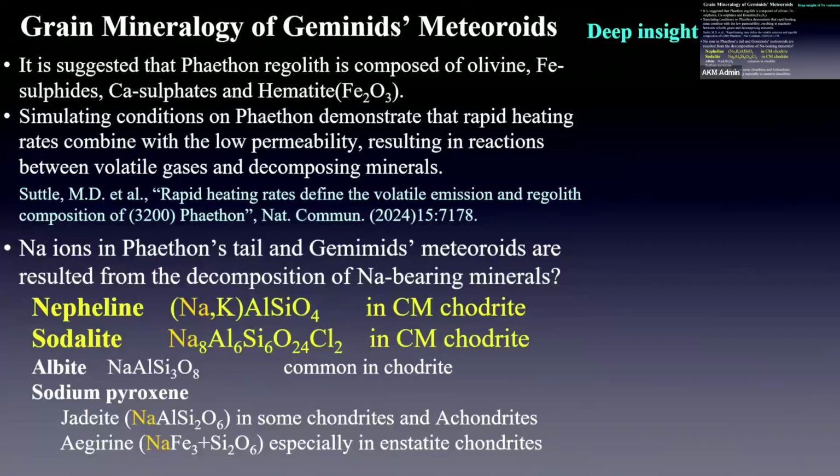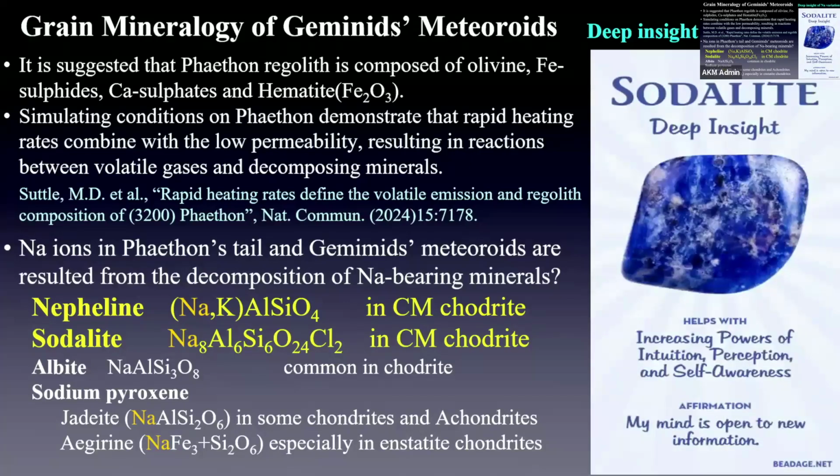About the grain mineralogy, probably I do not have enough time. There are some sodium-bearing minerals, such as nepheline or sodalite, from CM chondrite. Probably this is a sodalite. If I could buy this sodalite, it may give me deep insight into the sodium variation.